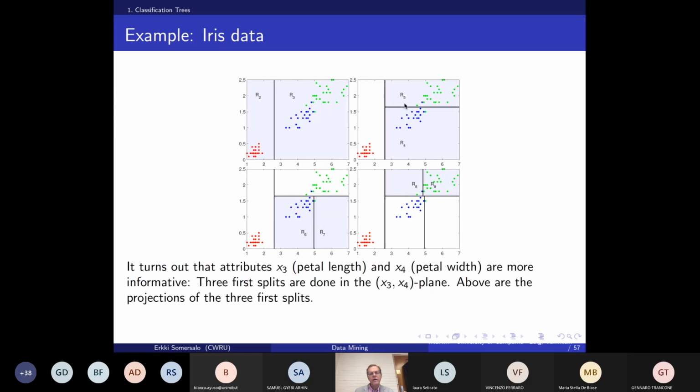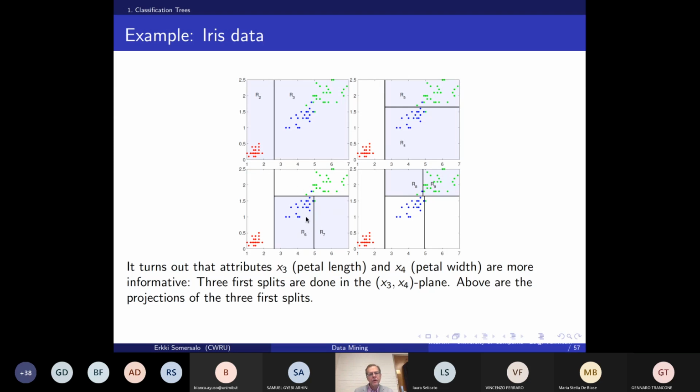Then I continue, and the next split is again in this x3, x4 plane, and it takes place here. So you see that there's a little bit of misclassification here, not much. One green point is misclassified among these blue points, and one blue point is classified differently in R5. So this is already a rather good classifier. But we continue until we have pure leaves.